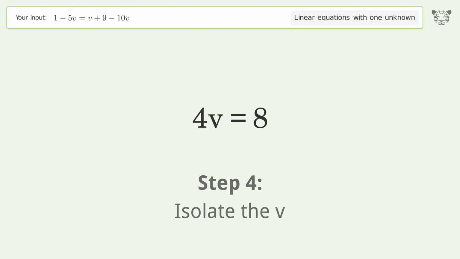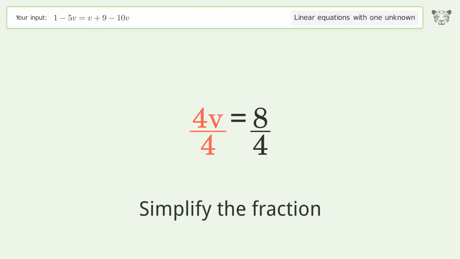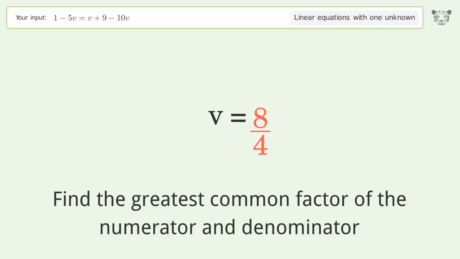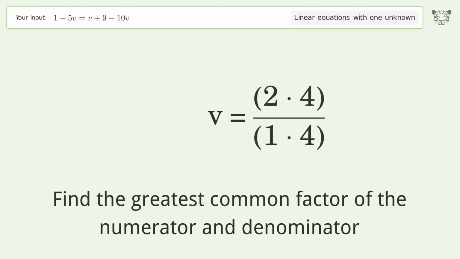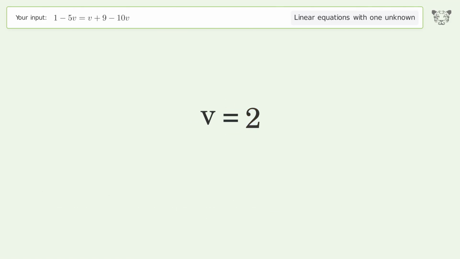Isolate the v. Divide both sides by 4. Simplify the fraction. Find the greatest common factor of the numerator and denominator. Factor out and cancel the greatest common factor. And so the final result is v equals 2.